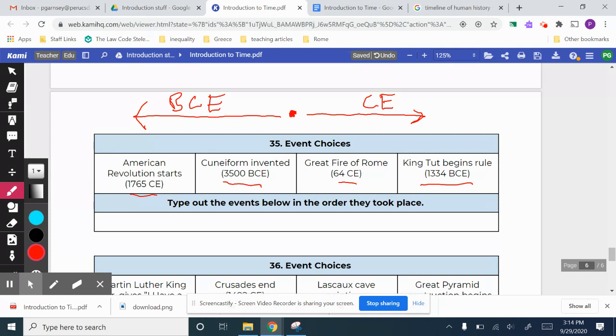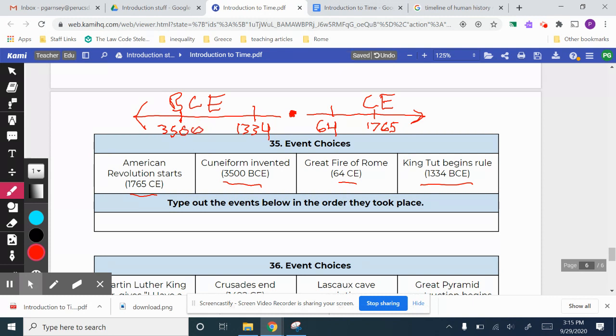All right, let's start with the most recent event. All right, we have 1765. Oh, we have another CE event, 64. We have 2 BCE events, and we have 1334. And then lastly, cuneiform. That's a writing system we'll talk about this year, invented in the year 3500 BCE.